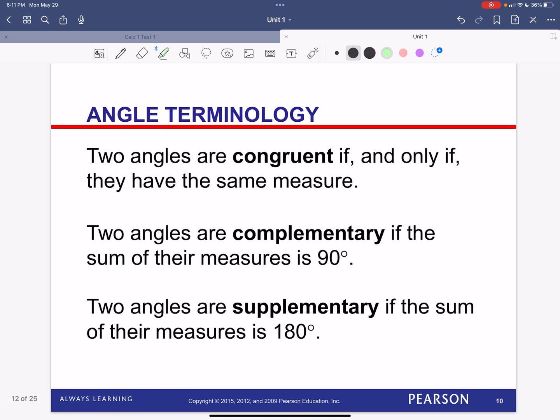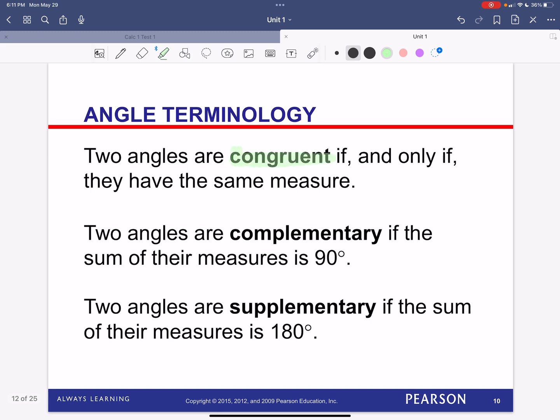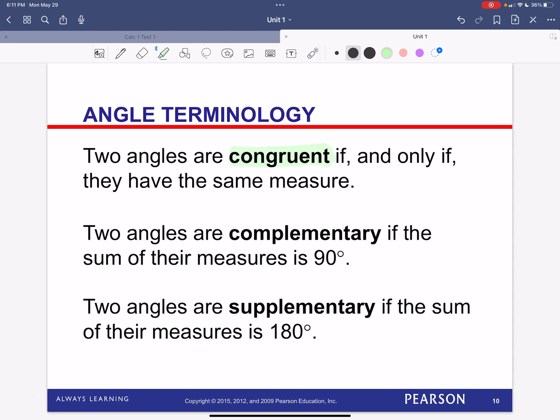Now, 2 angles are congruent. That's another vocabulary word that you want to be familiar with. If they have the exact same measure, so they are the same measurement, then we say that they are congruent angles.